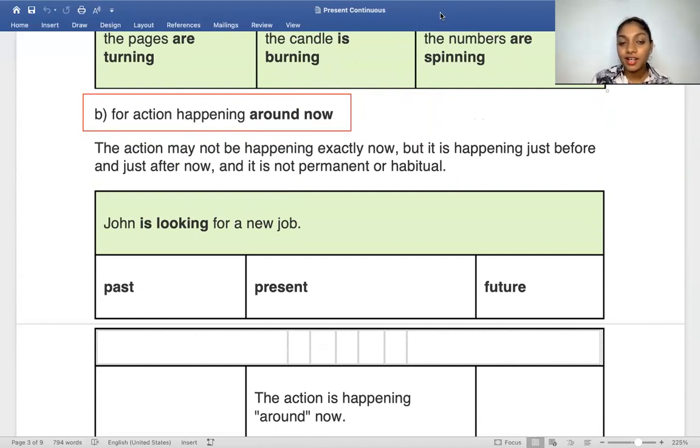Actions happening around now. Until now you knew only actions happening exactly now. Actions happening right now, that's all. But what is around now? You probably haven't learned this before. This is something extra. What is it? What is this around now?